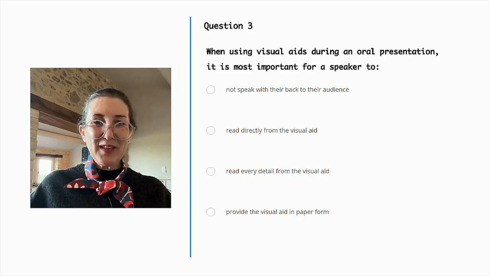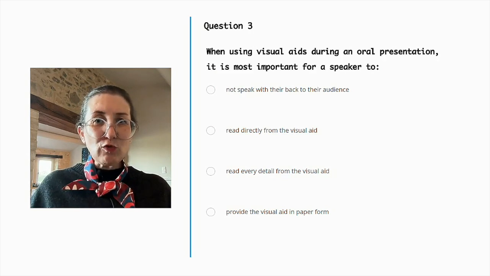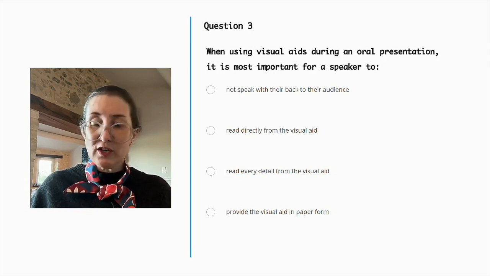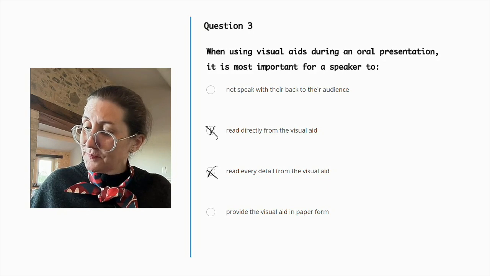Question number 3. When using visual aids during an oral presentation, it is most important for a speaker to not speak with their back to their audience, read directly from the visual aid, read every detail from the visual aid, or provide the visual aid in paper form. Reading directly or every detail from the visual aid can disengage the audience. Similarly, provide the visual aid in paper form is not the most critical aspect during the presentation, so we can cross all of those out.